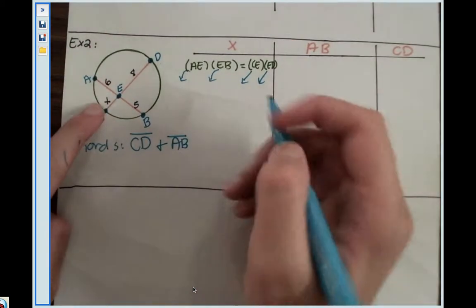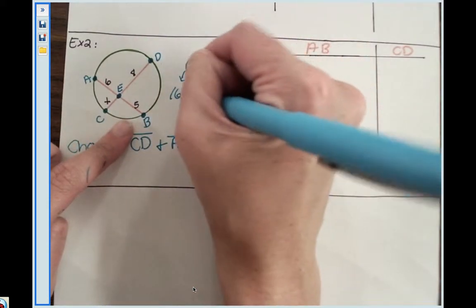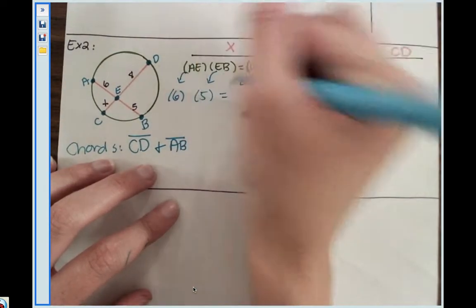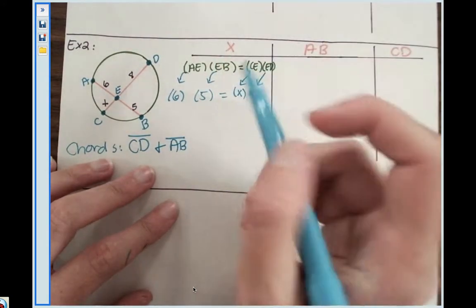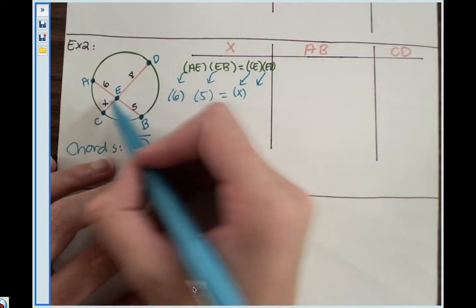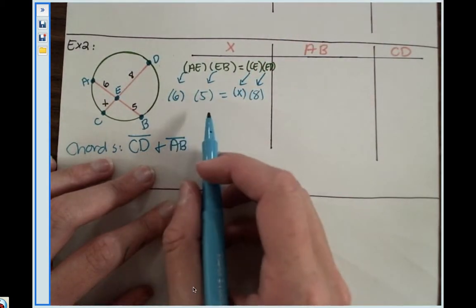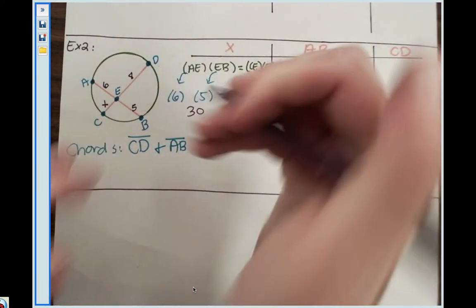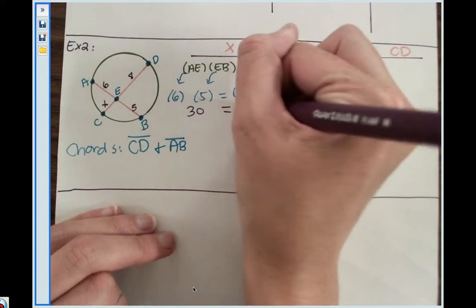Anyway, so AE is 6. EB is 5. So 6 times 5 will equal CE, which is x, times ED, which is 8. All right, let's get to it. 6 times 5 will give me 30. So 30 equals 8 times x, which is 8x.